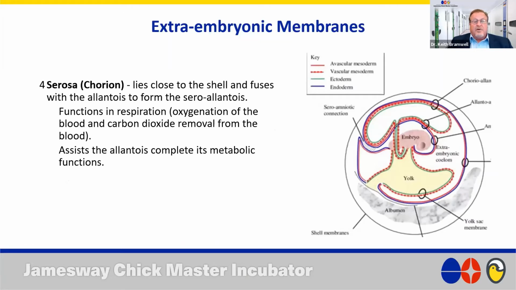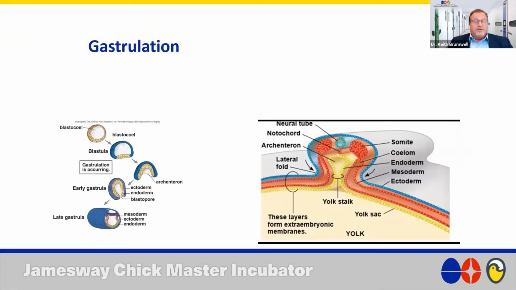The serosa or chorion, they lie close to each other, and they'll fuse to form the seroallantois membrane. Function: oxygenation of the blood, carbon dioxide removal, and very important in development of that embryo. So these things are some of the very early things, and if they don't occur properly due to problems during incubation or whatever, then we'll have problems obviously later on.